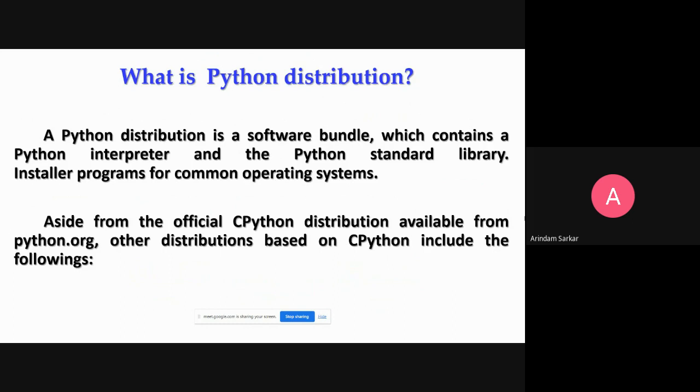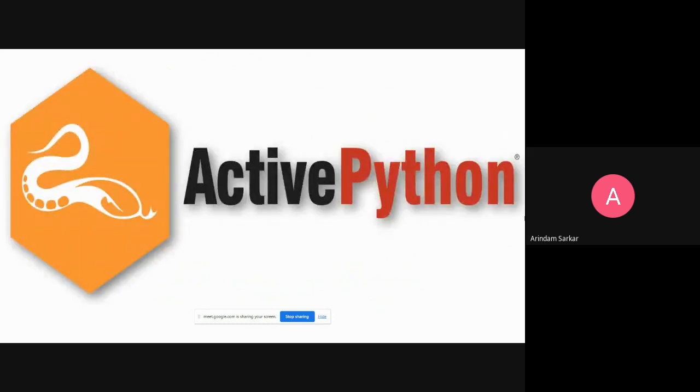So it's an interpreted one, and Python has a standard library. The CPython distribution is the standard one. This is the official version of Python, known as CPython. You can download it from the python.org site, and it comes with several packages. If you want an extra package that is not already installed, you can easily install that package in Python. Then there is ActivePython.